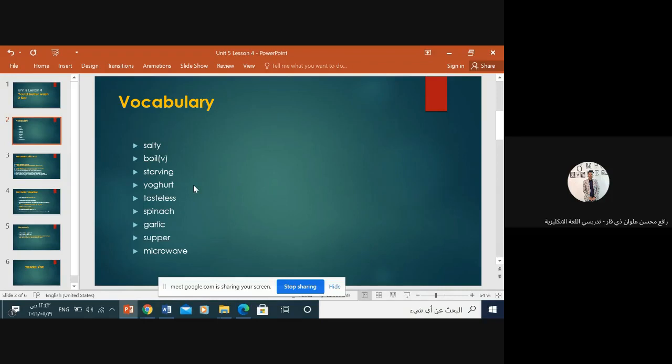Please look up the meanings of these vocabularies, and write these words down in your notebook.